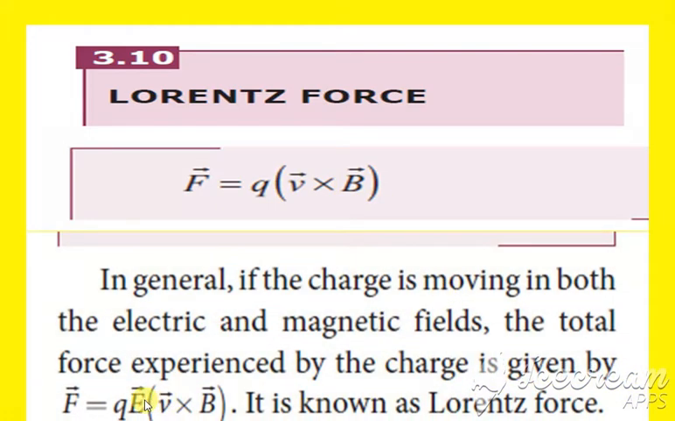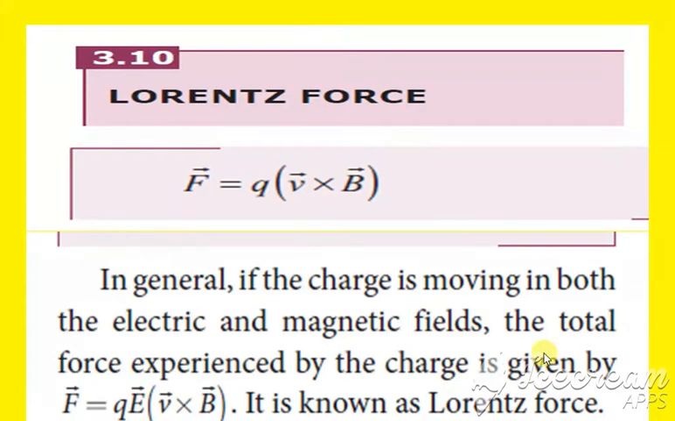Generally this can also be written as Q(E + V × B). So this is your Lorentz force. Now based on this formula we are going to write what all it depends on. From the formula itself we know that the force depends on Q, the charge, V, the velocity, and B, the magnetic induction. So we can say that the force is directly proportional to the charge, directly proportional to the speed, and directly proportional to B, that is the magnetic induction.